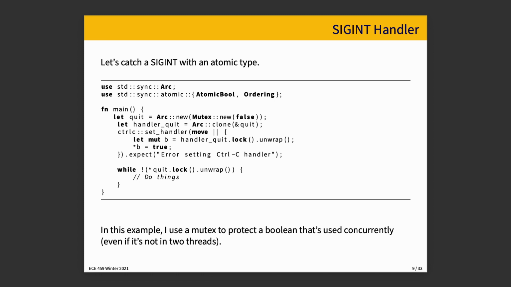Okay, then I'm going to set the Control-C handler, which is, again, catching this SIGINT. And we're going to set the handler. We're going to move, because it, like a thread, takes a closure.